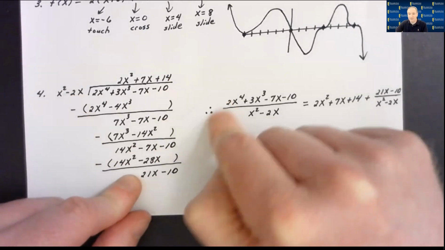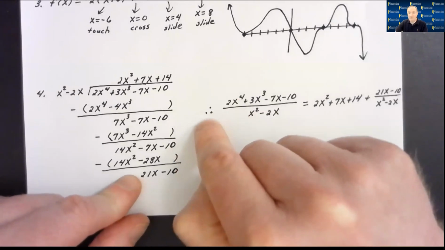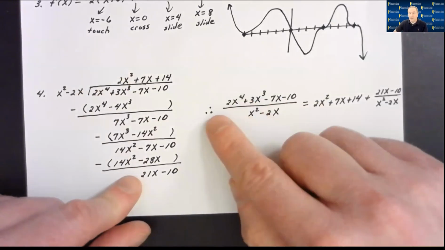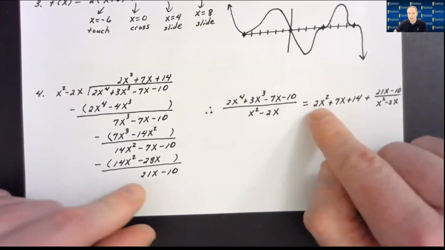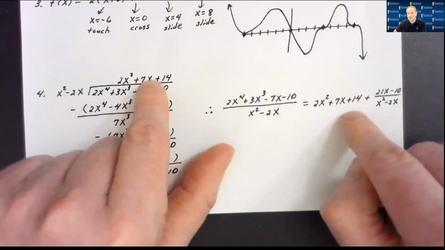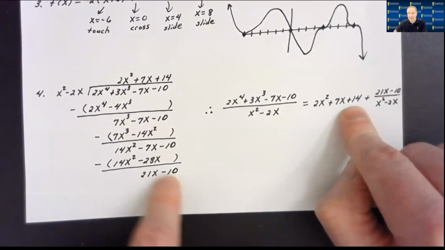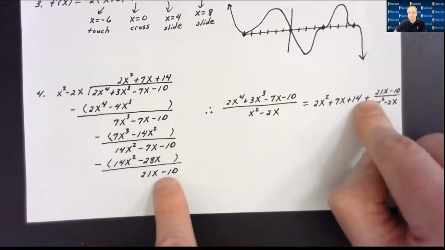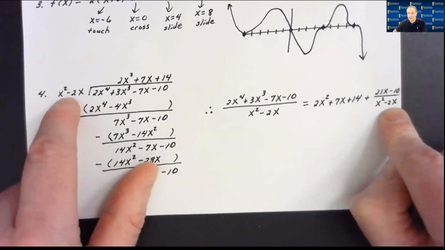And remember this 3 dots, if I haven't said it, that stands for therefore. It's mathematical notation for therefore. I did this long division problem. Therefore, I can say the original problem of this quotient is equal to the part that divided out evenly, 2x squared plus 7x plus 14. Then the remainder, the reason we call that a remainder is it's still being divided by this. So you say plus 21x minus 10 still divided by x squared minus 2x.